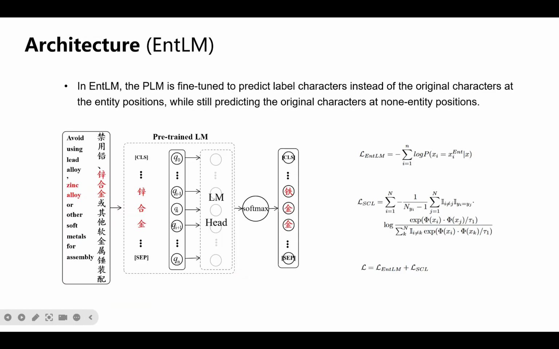For the vanilla NER model, we use a template-free prompt tuning method, entity-oriented LM, for few-shot NER in manufacturing. In it, the PLM is fine-tuned to predict label characters instead of the original characters at the entity positions, while still predicting the original characters at non-entity positions. Then, in order to enhance disparity between representations from different labels, we introduce the SCL term to fine-tuning PLM. The SCL pushes token representations from the same label close and token representations from different labels apart in the space.